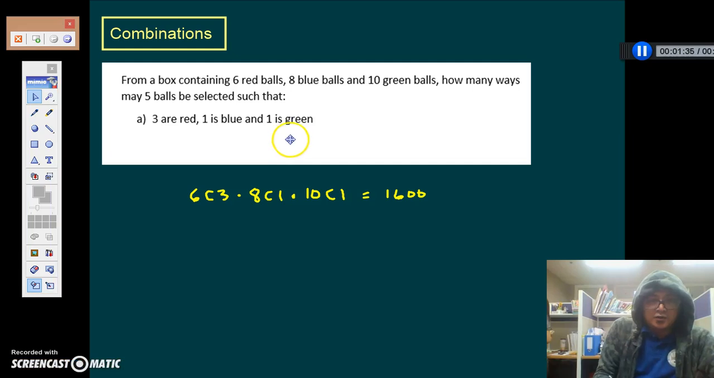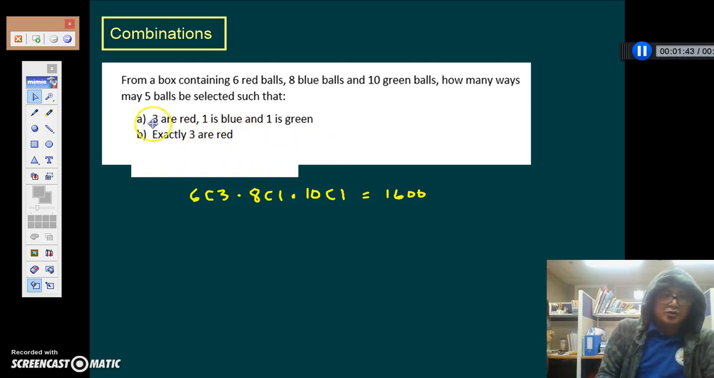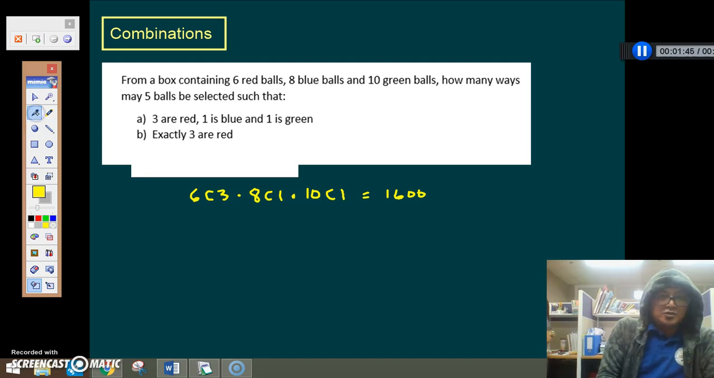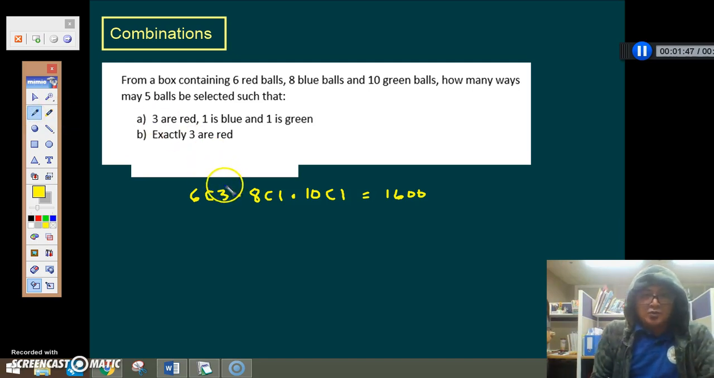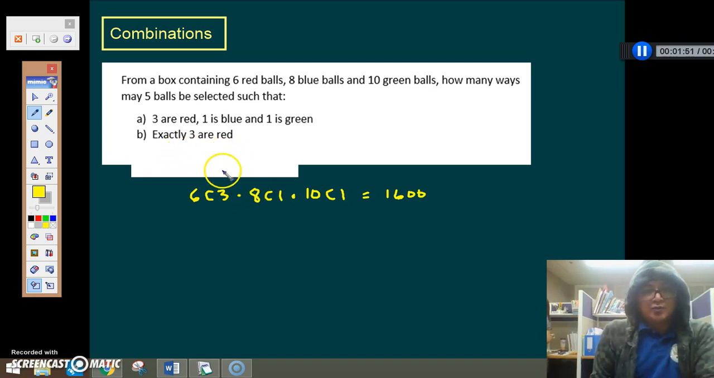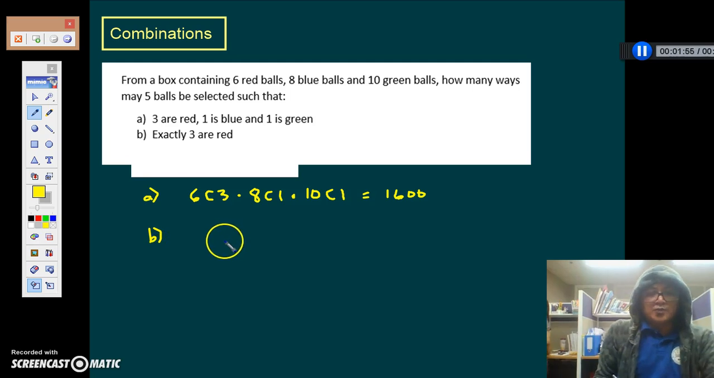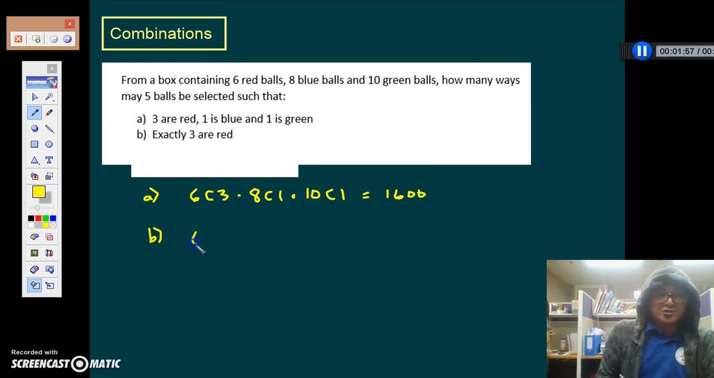Okay, what if the question is this? Instead of asking the selection that should be 3 red, 1 blue, and 1 green, the problem says, how many ways may 5 balls be selected such that exactly 3 of them are red. So if that's the case, the first step is to first choose the 3 red balls again. So that's 6 choose 3, choosing the 3 red from the 6 available red balls.